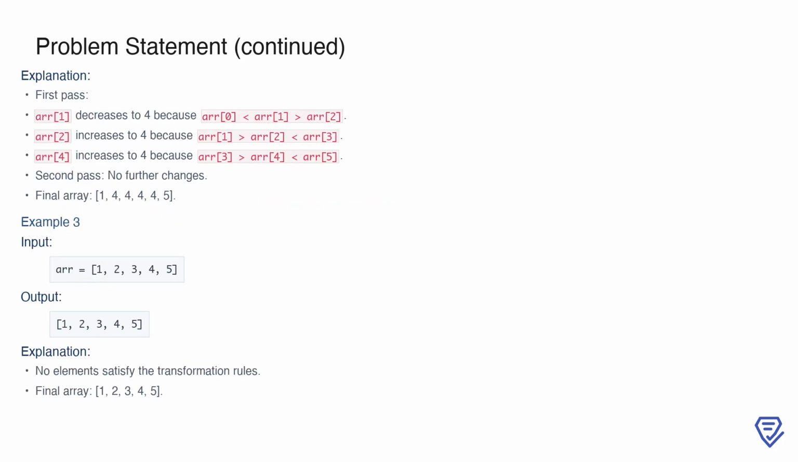Now, consider the array arr equals 1, 2, 3, 4, 5. Here, no elements satisfy the transformation rules because no element is greater than both its neighbors or smaller than both its neighbors. As a result, no changes are made during the transformation process, and the array remains 1, 2, 3, 4, 5 even after repeated passes. This demonstrates that the algorithm correctly identifies when no transformations are necessary and terminates accordingly. In all cases, the process ensures that the output array is the unique result of applying the transformation rules iteratively until no further changes are possible.